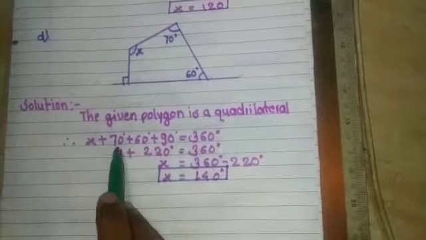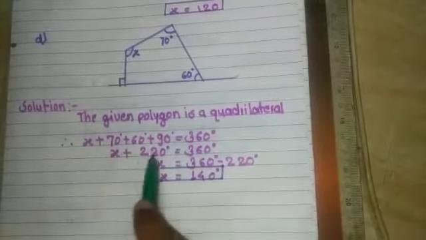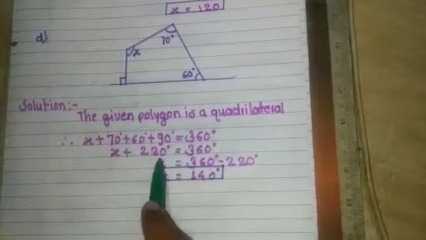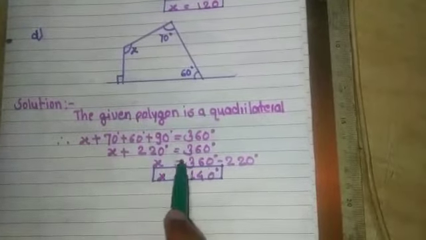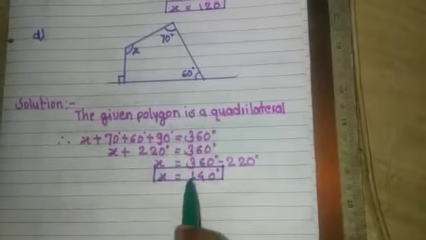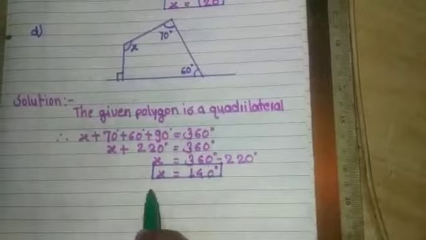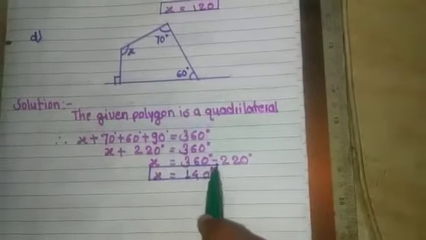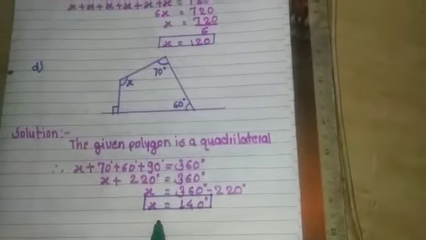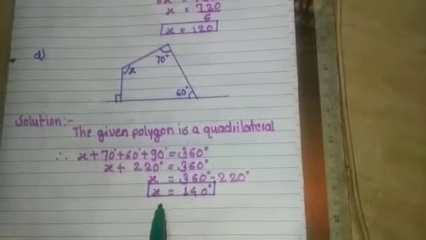So x plus 70 plus 60 plus 90 degrees is equal to 360 degrees. If we add all this, what will we get? 220. So x plus 220 degrees is equal to 360. We require the value of x. So 220 will go to that side; addition becomes subtraction. So x equals 360 minus 220, and you will get the answer x equal to 140 degrees.